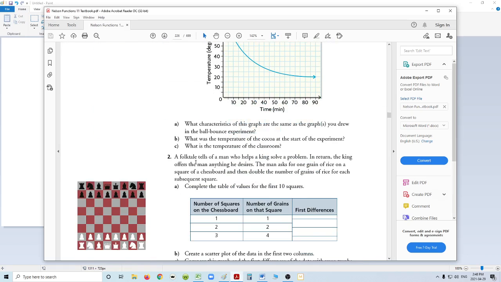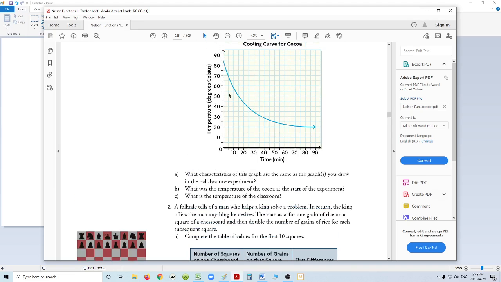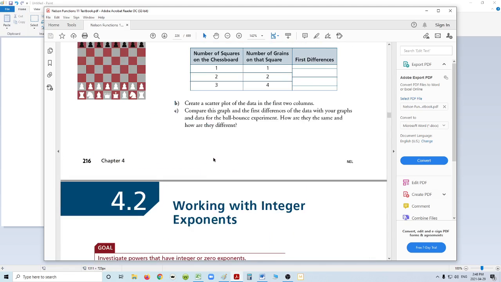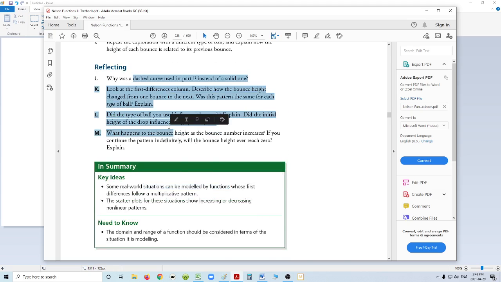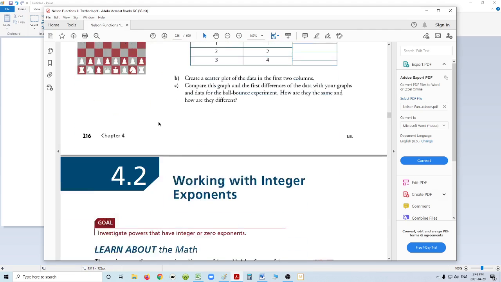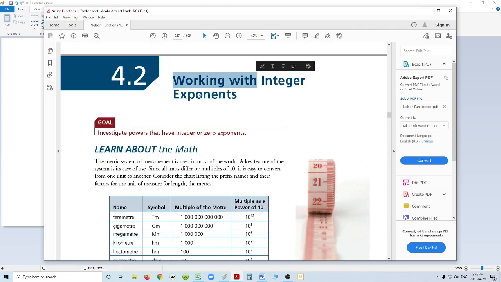All right, and then they just get you to refresh the idea of what's being measured here and why it sort of slows down as the graph goes on. And it looks like there's not much in here. It's just showing you what its applications are. 4.2, working with integer exponents.